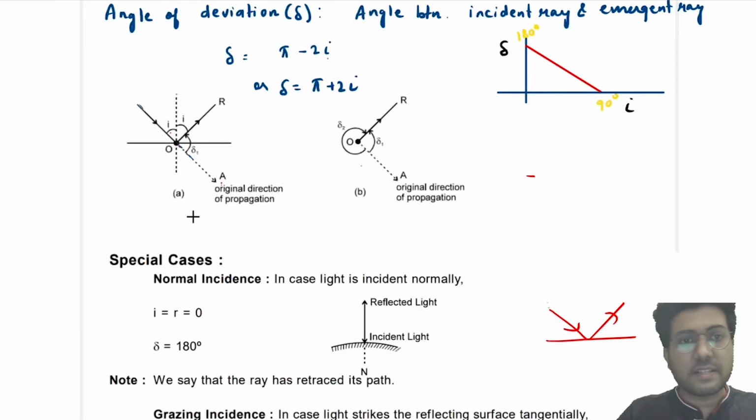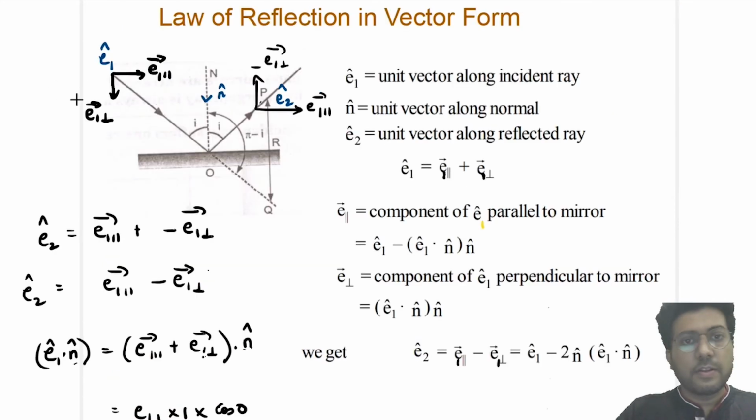Now we will discuss the law of reflection in vector form. Suppose E1 cap is a unit vector along the incident ray, N cap is a unit vector along the normal, and E2 cap is a unit vector along the reflected ray.